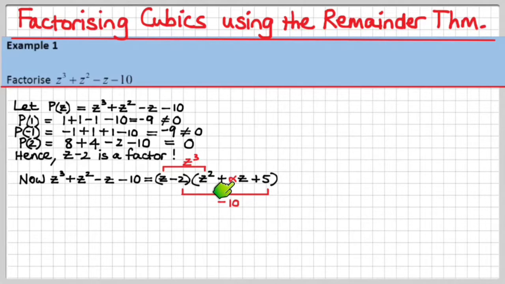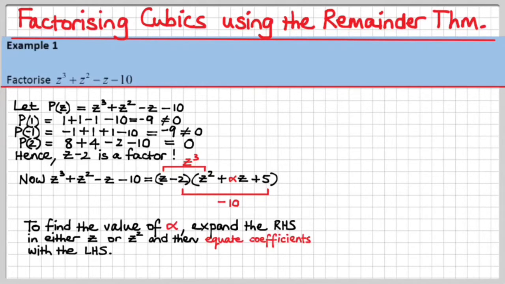and I'm going to work out what the value of alpha is by a nifty little technique which I call the alpha technique. Now, this is what you do. To find the value of alpha, you expand the right-hand side of either the z or the z squared terms of the right-hand side here, and then you equate coefficients with the left-hand side, and it is like magic.